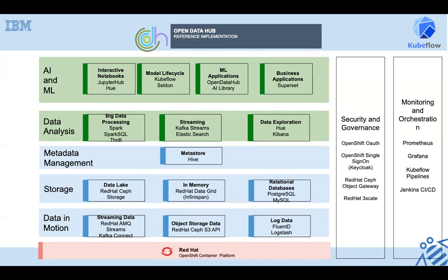A lot of the technologies will come natively, given that this is the OpenShift ecosystem. So a lot of the authentication, single sign-on, etc., get enabled by that, but then, bringing a lot of these open source projects within that space together and mapping it to layers like data in motion, storage, data analysis, AI and ML as well.